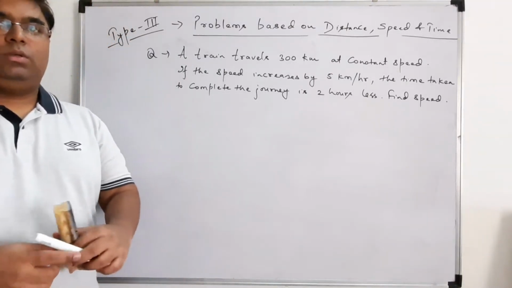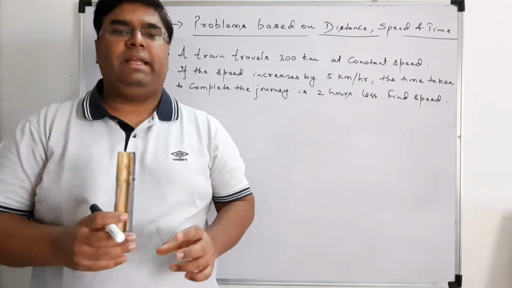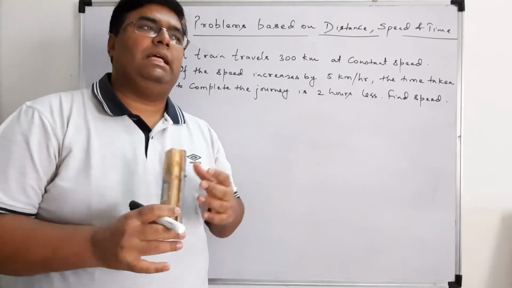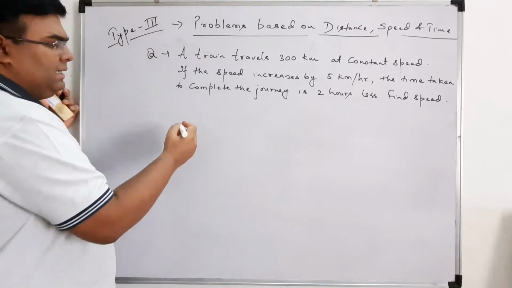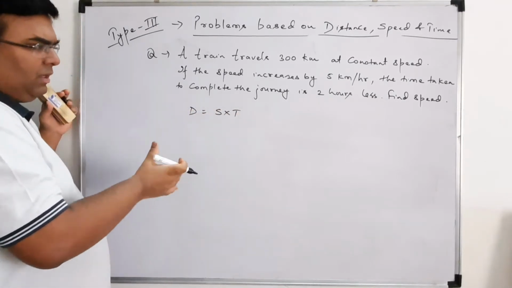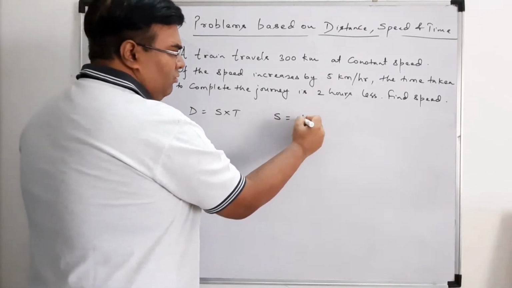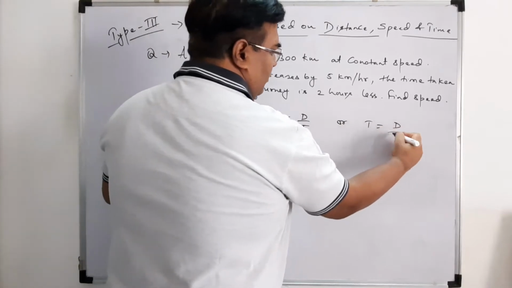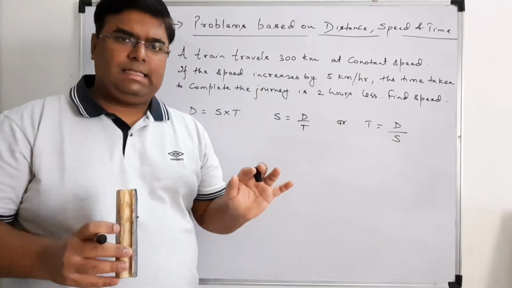Okay, let us do our third type, which is problem based on distance, speed and time. Whenever the problem is based on distance, speed and time, we have a formula: distance is equal to speed into time. And from that formula we can derive other two formulas also. Speed is equal to distance upon time, or time is equal to distance upon speed. So all these three formulas are the same only.